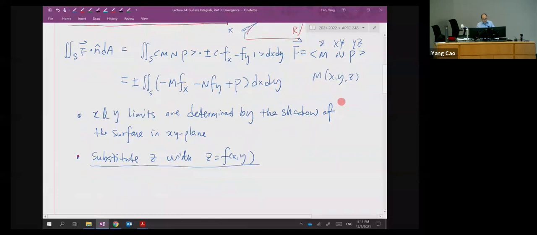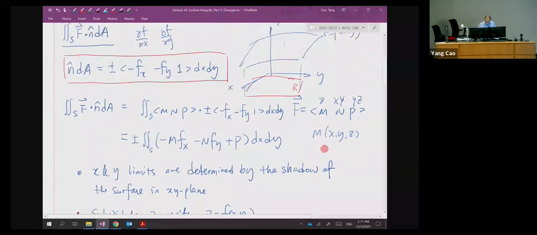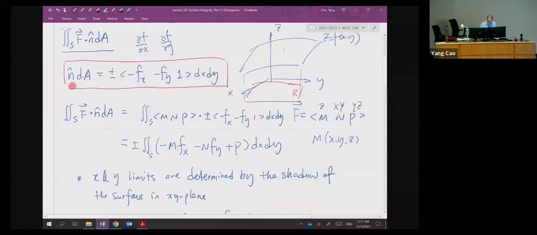So we'll take a look at the examples next, but let me get back to this formula for the n hat dA, to roughly illustrate how n hat dA is obtained, without going too much into the details.